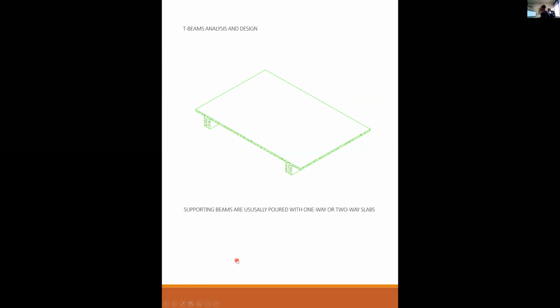Supporting beams are usually poured with the one-way or two-way slabs. So this whole section is all poured together in one pour. There's no separation between our one-way slab that we just talked about and our T-beam that we're starting to talk about. It's all the same concrete. If I look at what I just showed you in isometric, if I look at it in section, here's that one-way slab. We just designed that one-way slab spanning from beam to beam. We're done with that. We're not doing that anymore.